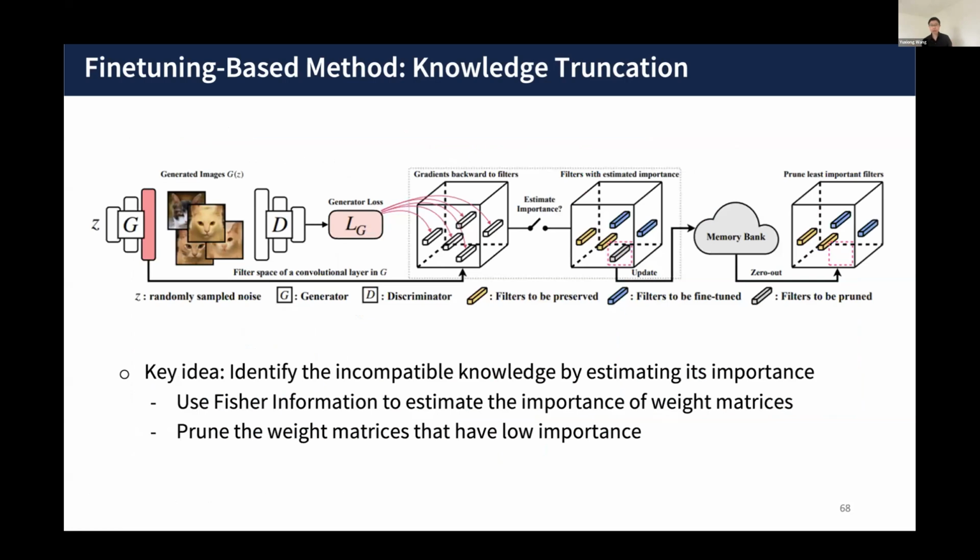To address this issue, knowledge truncation is proposed, with the key idea of identifying the incompatible knowledge by estimating its importance during fine-tuning. So feature information is used to estimate the importance of weight matrices. The information contained in these matrices is then regarded as incompatible knowledge during adaptation. Therefore, those weight matrices that have a low importance are pruned, leading to a model that discards the incompatible knowledge on the target domain.